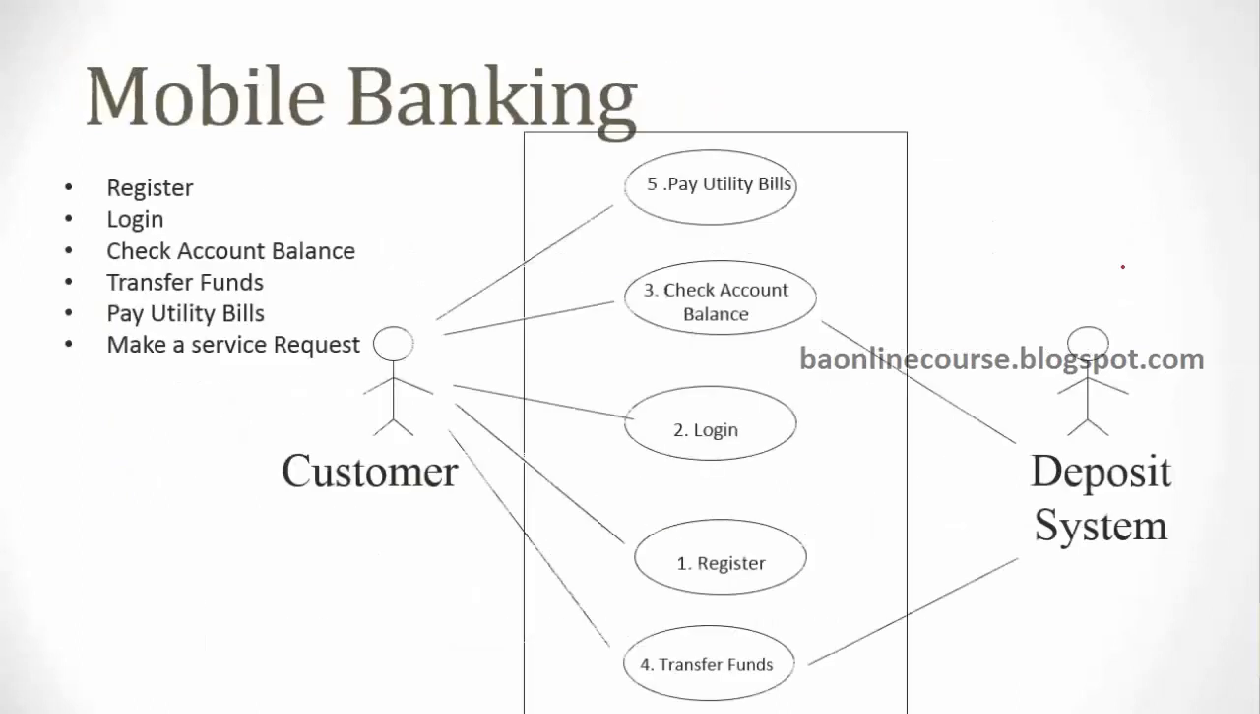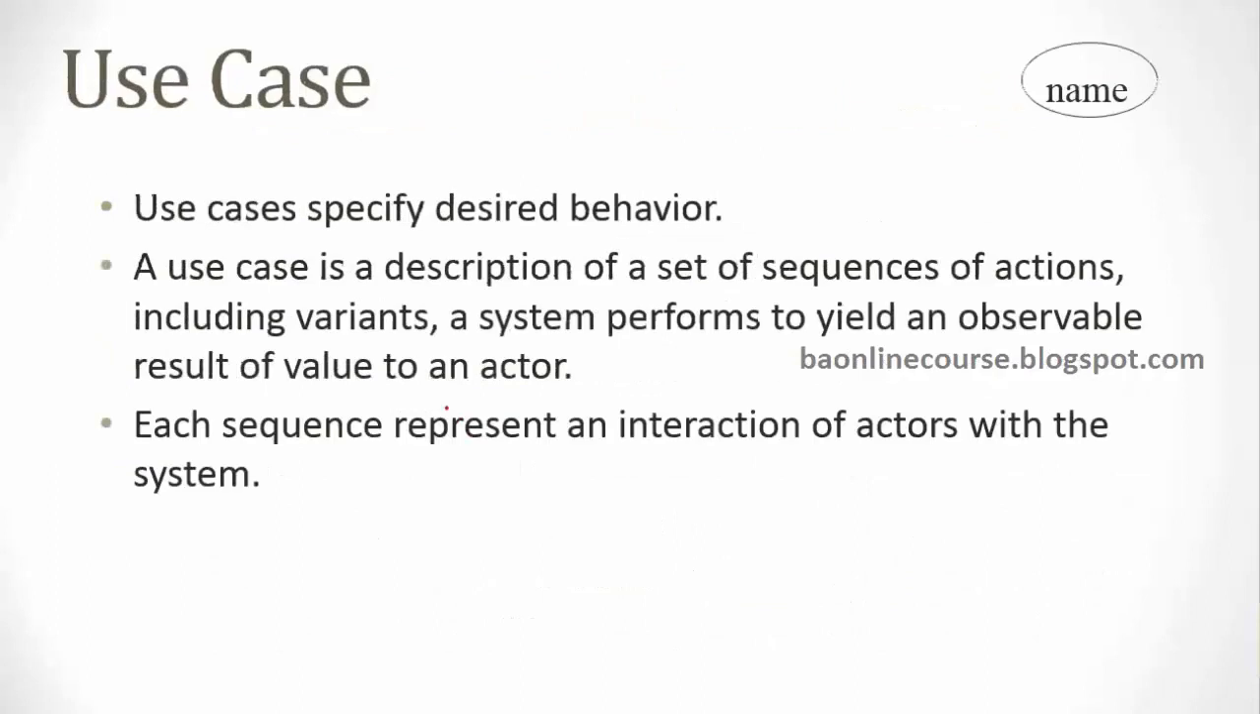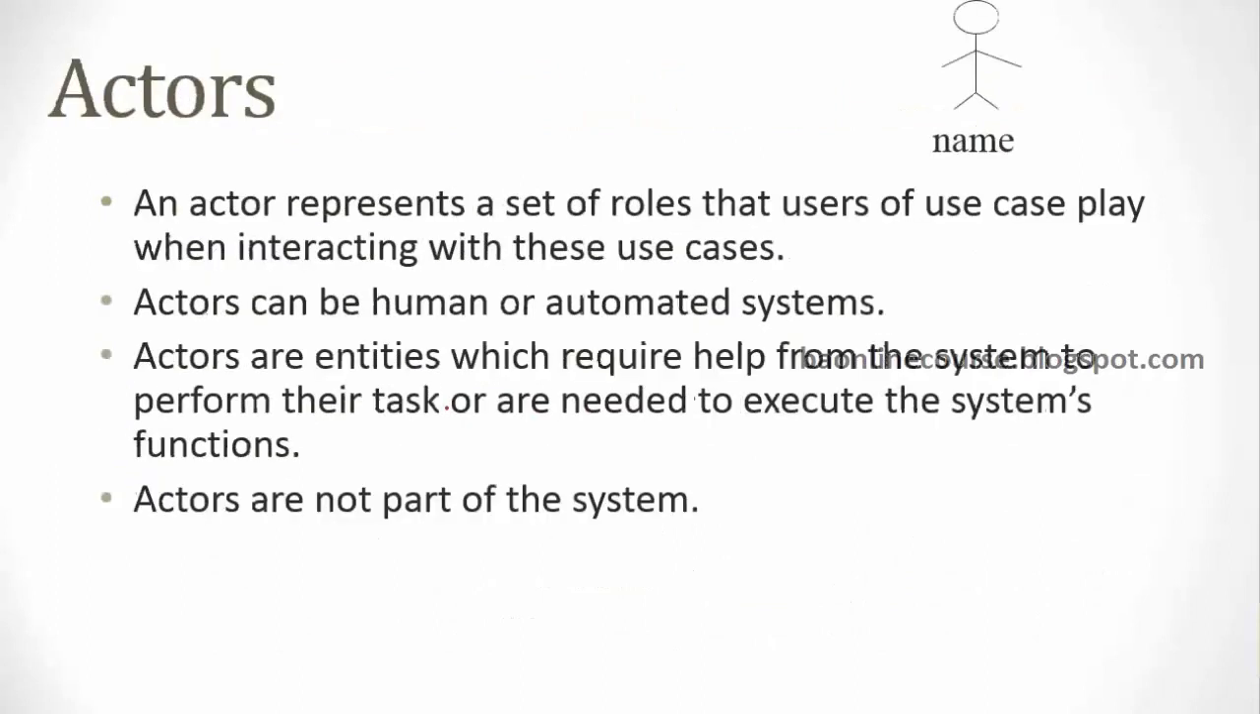I think we have the diagram for that, right? Whenever you want to check your account balance, the balance is not stored in the system. So what it has to do is send a request to the deposit system and then get a response back. So for this particular use case, there are two actors, the customer and the deposit system, right? To perform this functionality, you would need both these actors, and both would interact to perform that functionality.